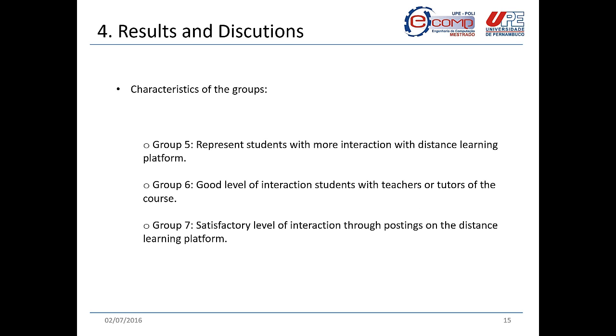Group 5 represents students with more interaction with the distance learning platform. Group 6: good level of interaction of students with teachers or tutors of the course. And Group 7: satisfactory level of interaction through postings on the distance learning platform.